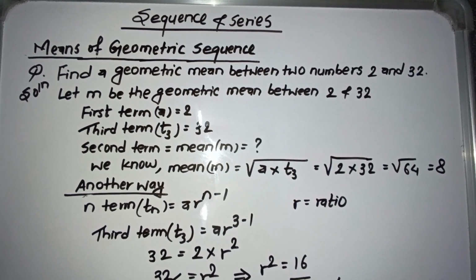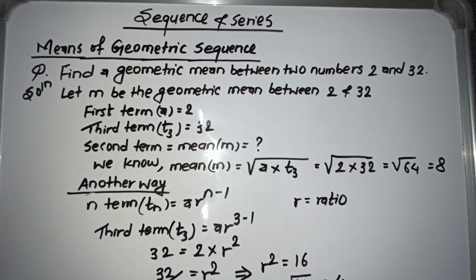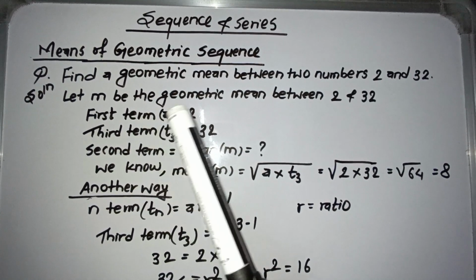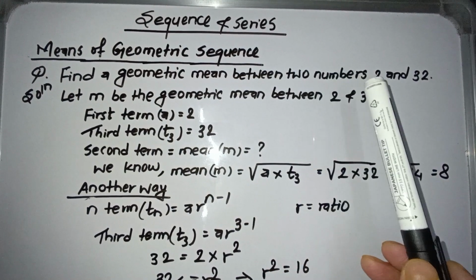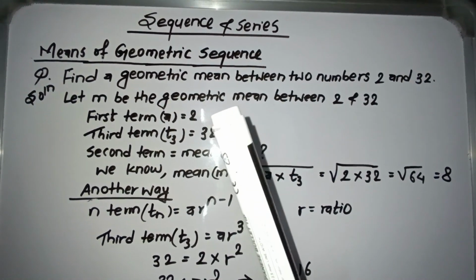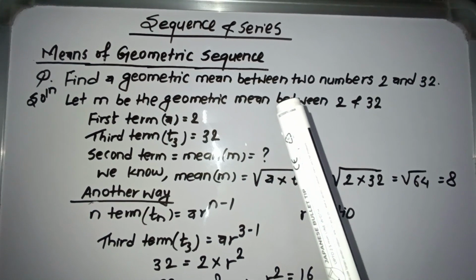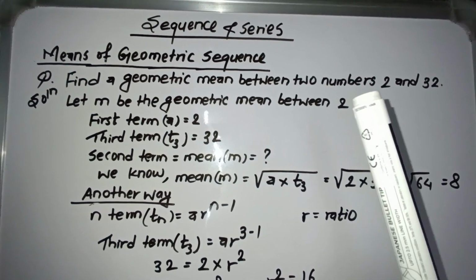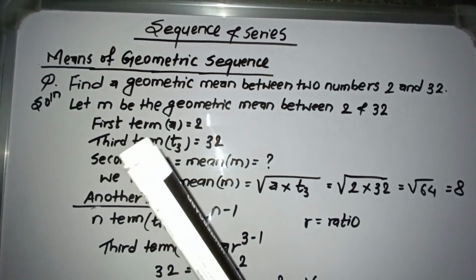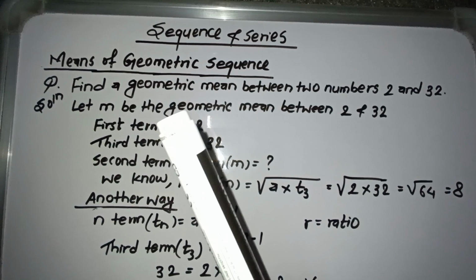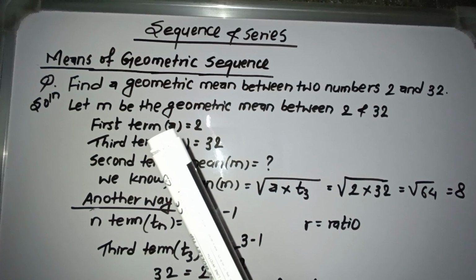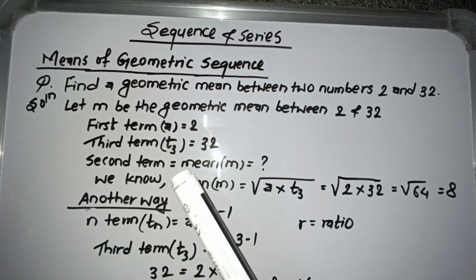Means of geometric sequence. We get more clear by solving this numerical problem. Find a geometric mean between two numbers 2 and 32. If we need to calculate the geometric mean of only two numbers, then we use one method, and if we need to calculate more than one geometric mean, then we use another method.